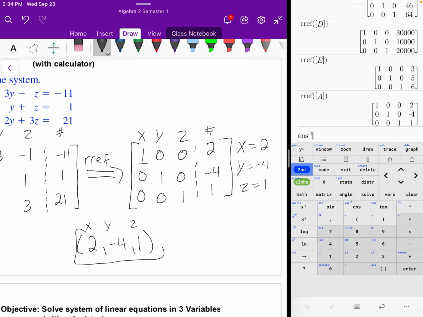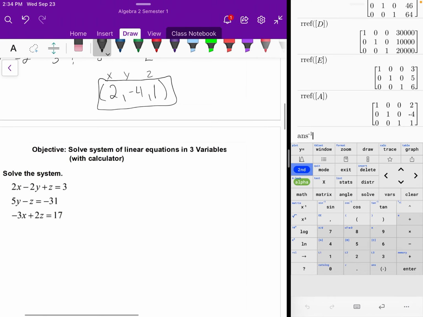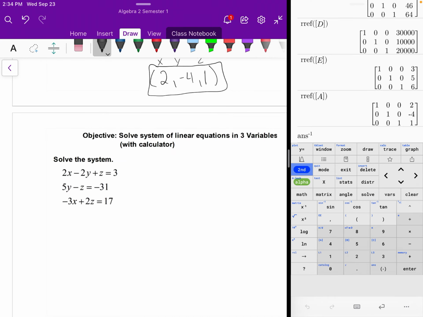Okay, so we need to write our answers as ordered triples. All right, so we go to this system of equations now. You notice that the first equation has all 3 variables, x, y, and z. But when you go to that second one, it's got just y and z. So again, we need to line up our variables. Okay, so really this is like 0x plus 5y plus minus z.